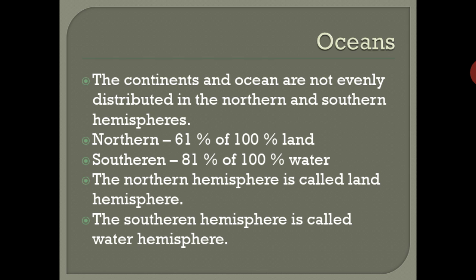But what about the northern hemisphere? 61% land area, 39% alone water area. It is because of the pattern of land and water distribution. The northern hemisphere is called the land hemisphere, and the southern hemisphere is called the water hemisphere. Some other information: 71% of the earth is covered by water, the remaining 29% is land, but very little of it can be used by humans.